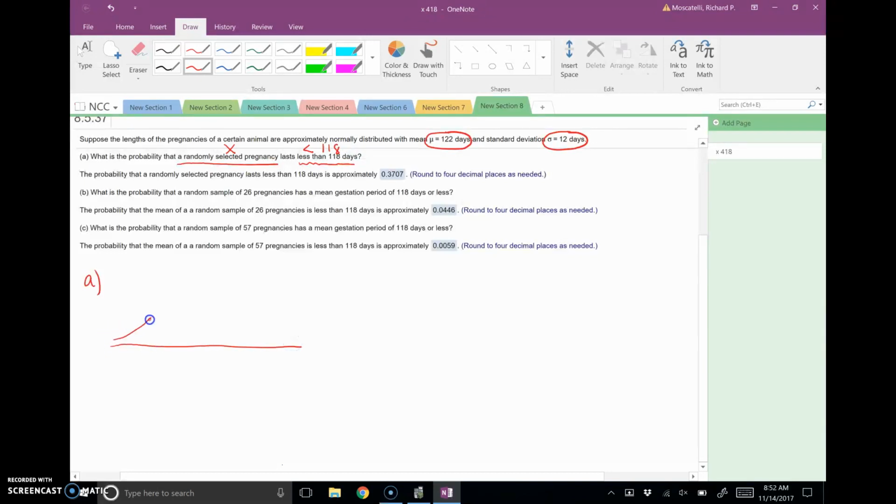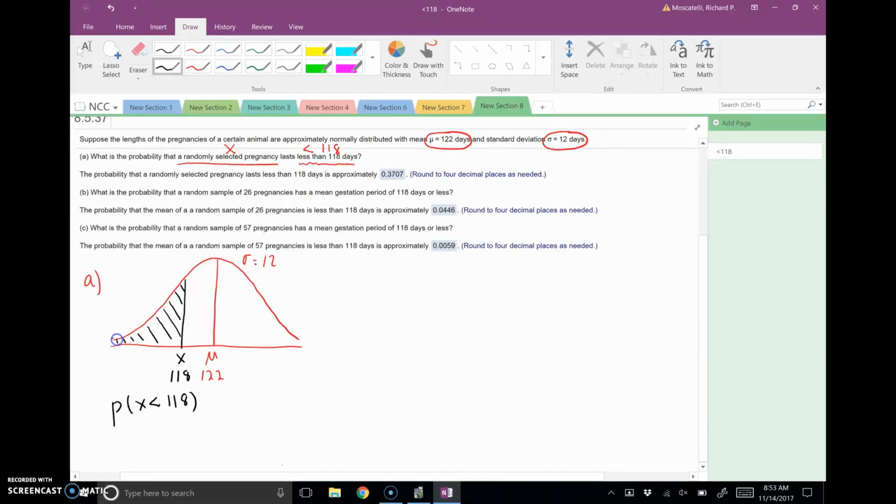So let's go ahead and draw our bell curve. So here's the mean of 122. I like to put the standard deviation up top so it's out of my way. And let's go ahead and pop the 118 on there. So here's x, this is 118. And it's talking about the probability of x being less than 118. Now less than means shade to the left, obviously, so we'll shade left of that 118.